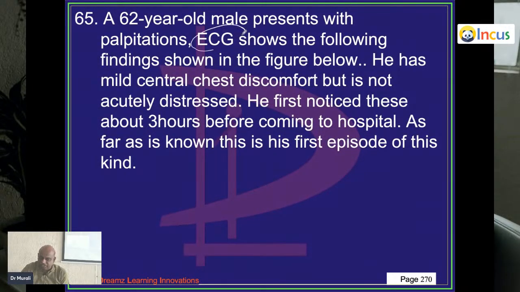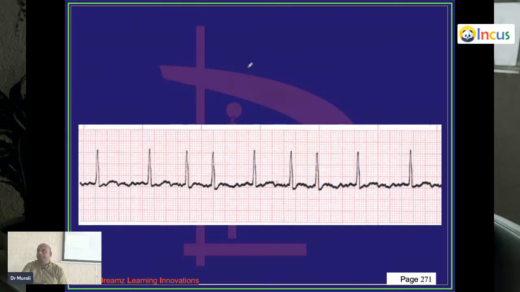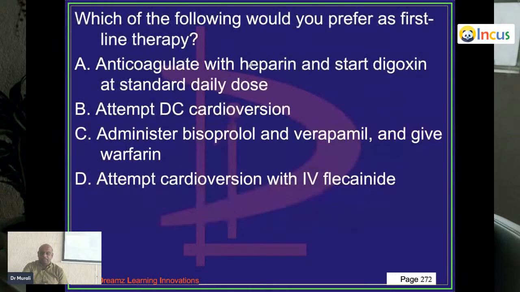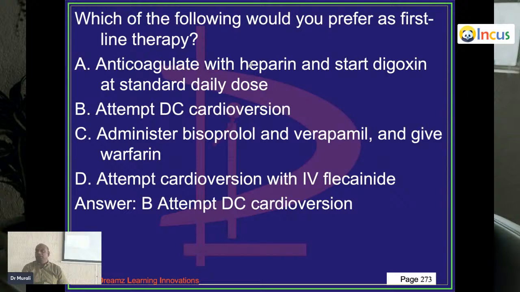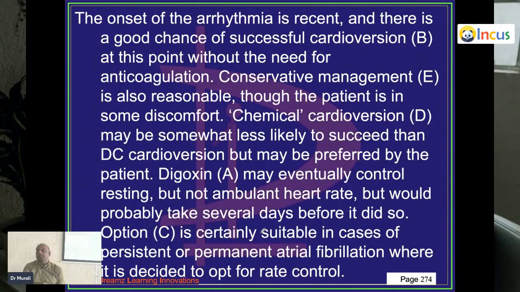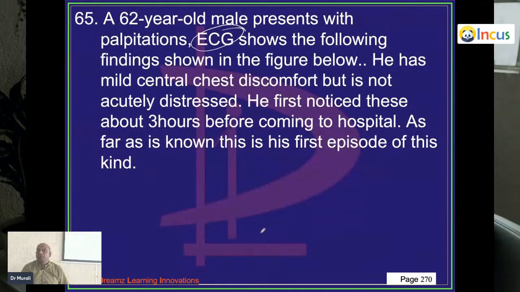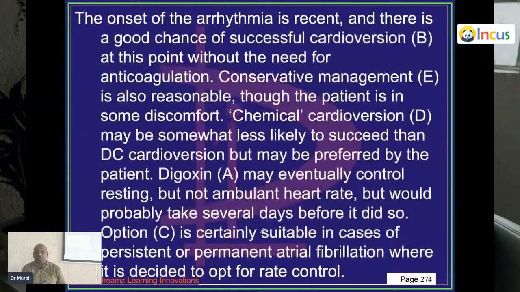A 62-year-old with palpitations, ECG is showing the following finding. Once more, atrial fibrillation. Now the examiner is asking, what do you prefer as a first-line therapy? Basically, if the onset of arrhythmia is recent, there is no chance of intramural thrombi. There you can do DC cardioversion. But if it is a chronic AF, then you need to anticoagulate first and then do the cardioversion. That's the point you need to remember.